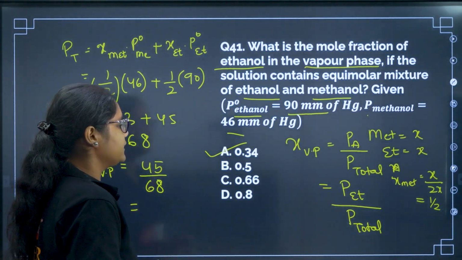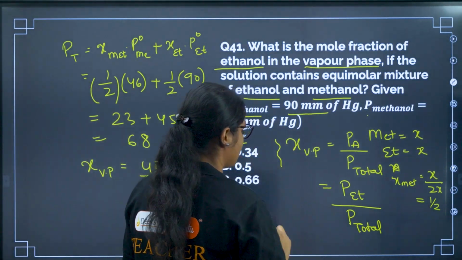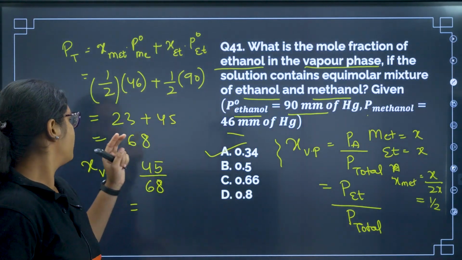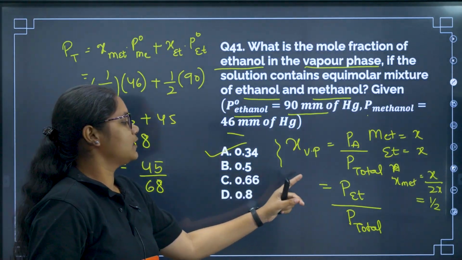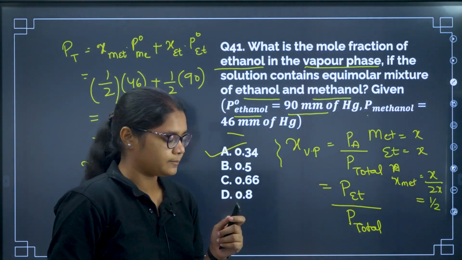This question is a little tricky, I'll say, as you may not have remembered this formula. So please keep it in mind. Mole fraction in vapor phase will be the pressure divided by the total pressure.